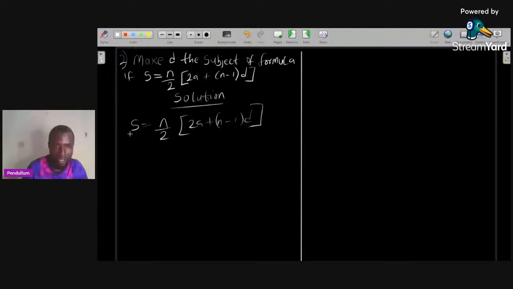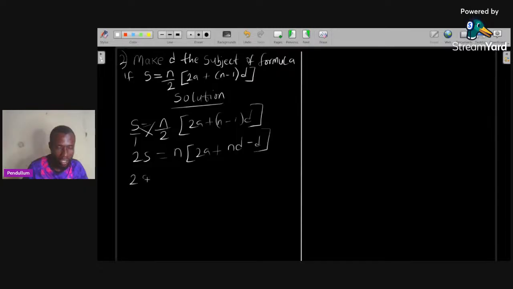Let us cross multiply, so that everything down here multiplies up here. So S times 2 is 2S. And if everything here multiplies 1, it will remain like that. So we have n(2a + (n - 1)d). To save us time, let me just open up this inside bracket. So n times d is nd, minus d times 1 is d.